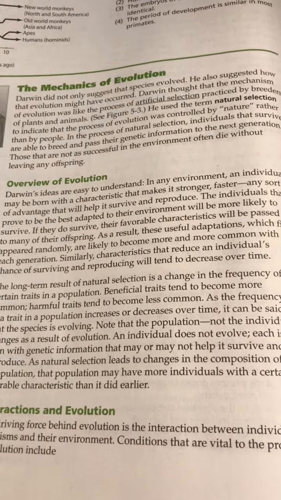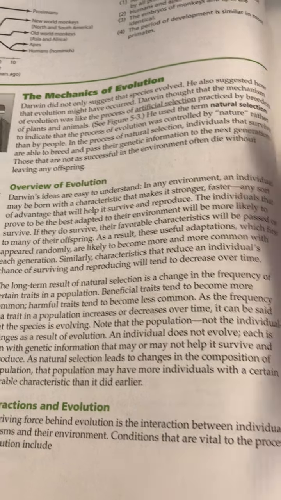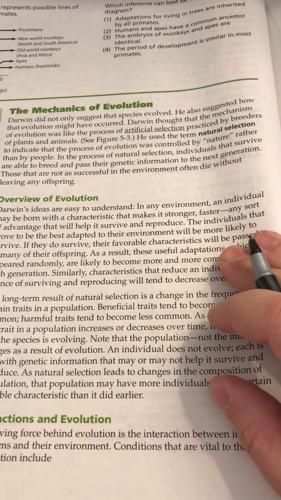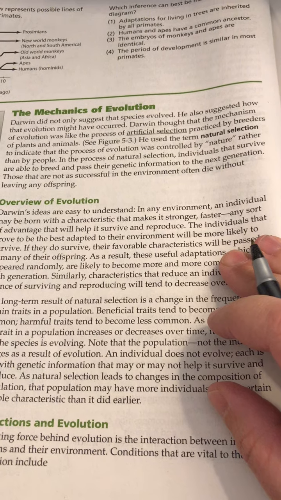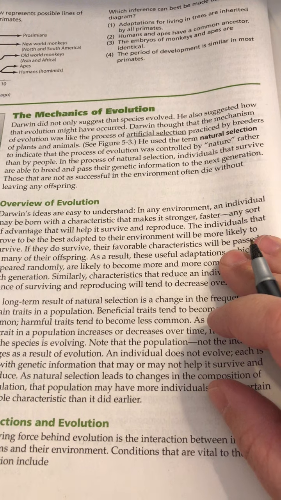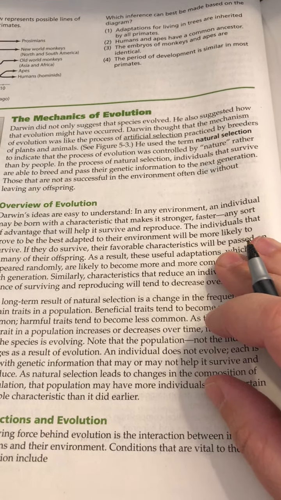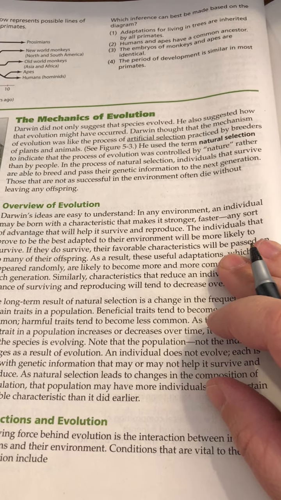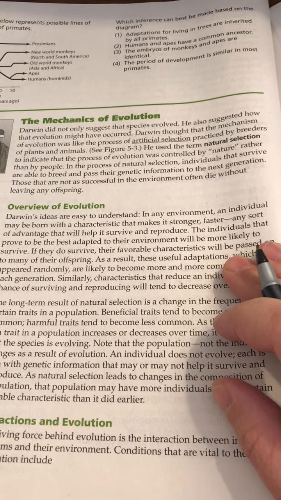The mechanics of evolution. Darwin did not only suggest that species evolved, he also suggested how the evolution might have occurred. Darwin thought that the mechanism of evolution was like the process of artificial selection practiced by breeders of plants and animals. He used the term natural selection to indicate that the process of evolution was controlled by nature rather than by people. In the process of natural selection, individuals that survive are able to breed and pass their genetic information to the next generation. Those that are not as successful in the environment often die without leaving any offspring.